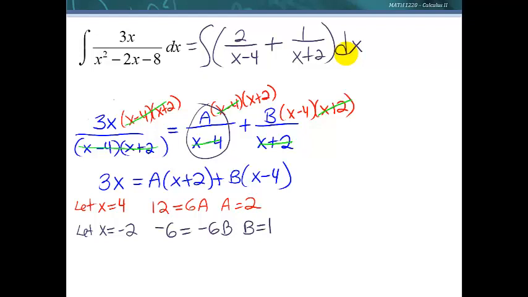Now I could do the integration. I'm going to do that right down here. So this is going to equal 2 times the natural log of the absolute value of x minus 4 plus the natural log absolute value of x plus 2 plus a constant of integration.